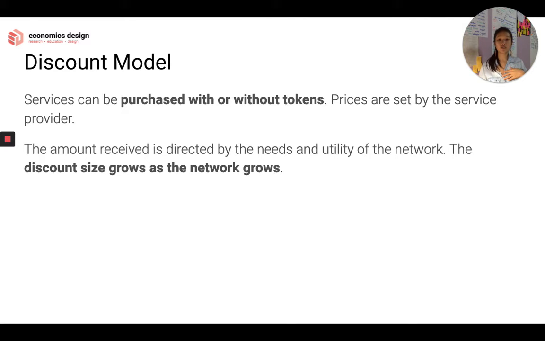You can have no tokens, you pay in fiat and you get the amount, or you pay with some tokens, or you use some tokens, not pay, but use some tokens to get a discount. And the amount received is directed by the needs and utility of the tokens. That means of the network. That means as the utility of the network grows, the discount size also grows. And you can put that into a mathematical formula.